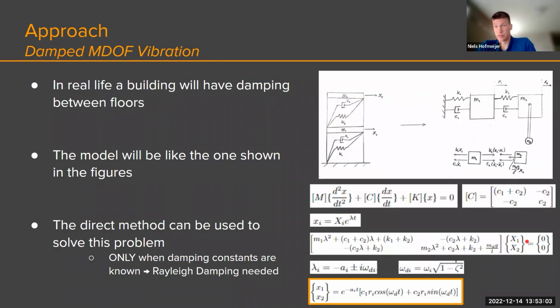Now, with damped vibration in real life, a building will always have damping between floors. So the model is going to change to this. The direct method can be used again, but now in the eigenvalue problem, lambda will be a complex number, with omega d being the damped frequency, which is the natural frequency times the square root of 1 minus the damping ratio squared. But now these damping constants are very hard to estimate throughout the building. So therefore, we use Rayleigh damping.